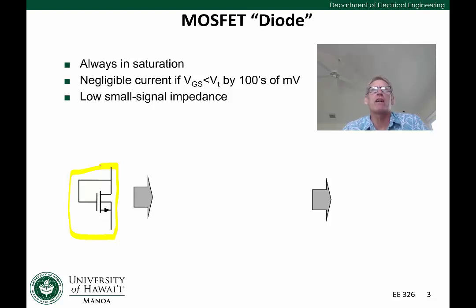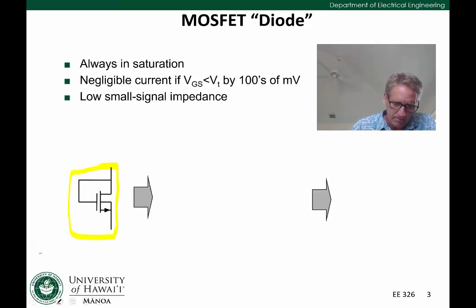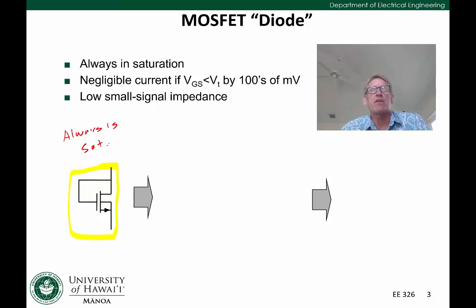So it's kind of a two-terminal device and acts very much like a diode in that case. With the drain and the gate connected together, if there's current flowing through this, it's always in saturation, right? Always in saturation if it's on, because the VDS is going to be greater than VGS minus VT.